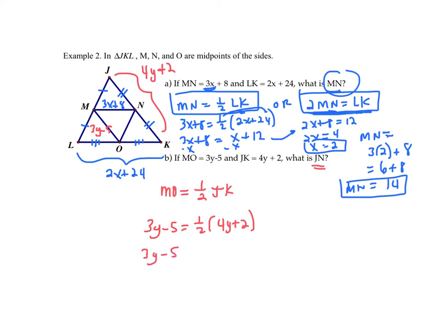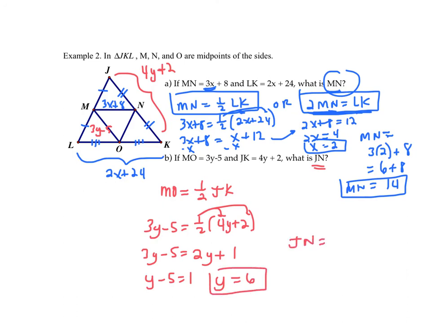3y minus 5 is equal to 2y, because that's distributing the 1/2, plus 1. Half of 2 is positive 1. Subtract 2y from both sides, so you get y minus 5 equals 1. And that gives us y is equal to 6. Okay, we still have to find the length of JN. So JN is this little piece right here. And it's going to be congruent to MO. So JN and MO have the same length.